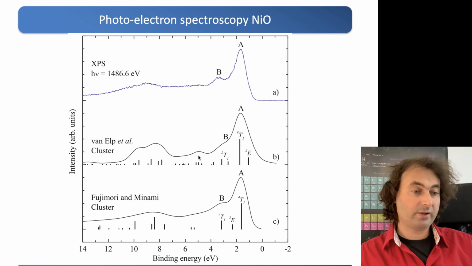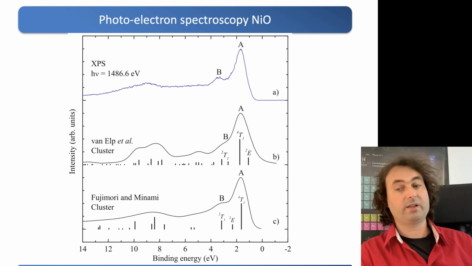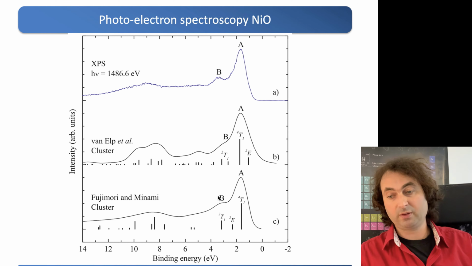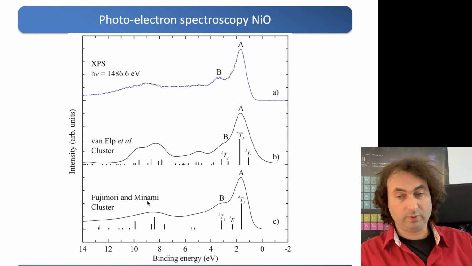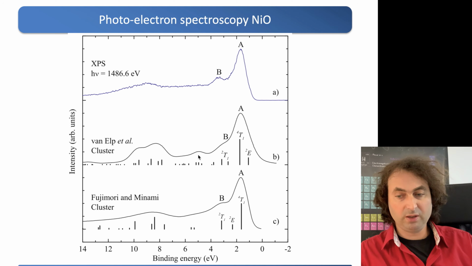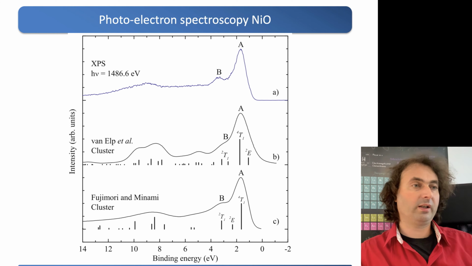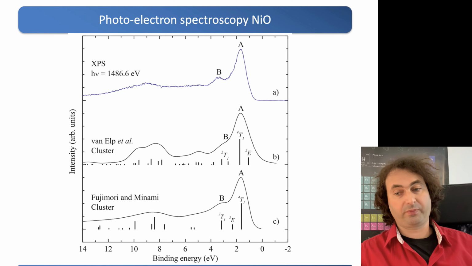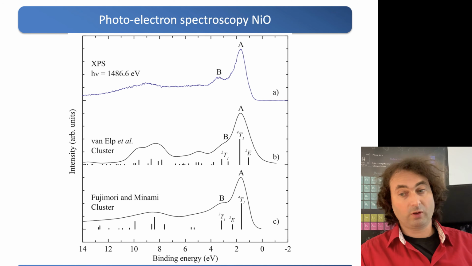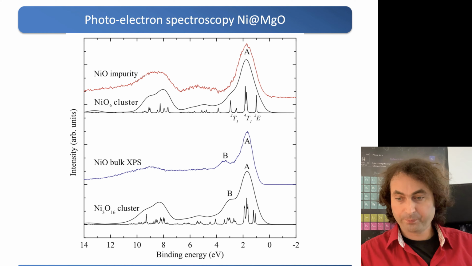Now these are calculations where the parameters are not taken from density functional theory but optimized, and then different people find different optimum sets of parameters, and you see that, well, Van Elp had his charge transfer slightly too high, Fujimori had that better, then the intensity of peak B nobody had really good, and there's some additional intensity in between. And now of course you can ask the question, is this because people didn't take their parameters completely right, or is this because nickel oxide is a solid and not just a single atom?